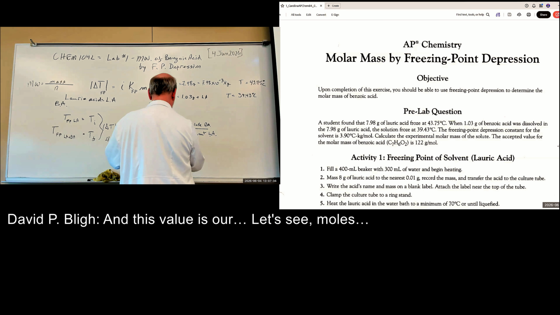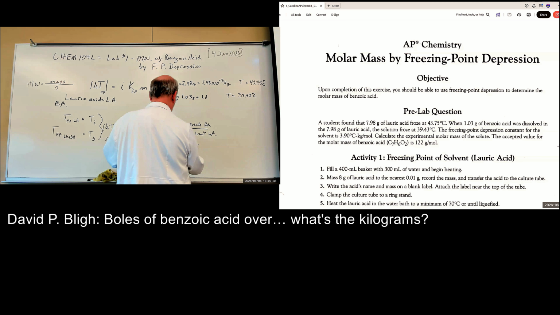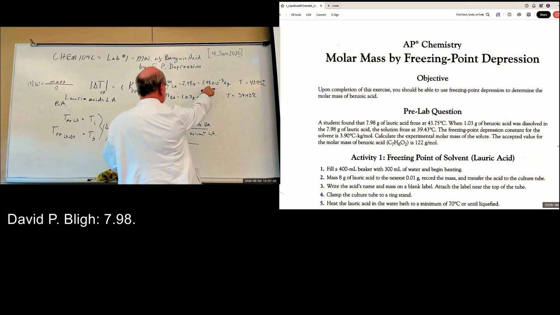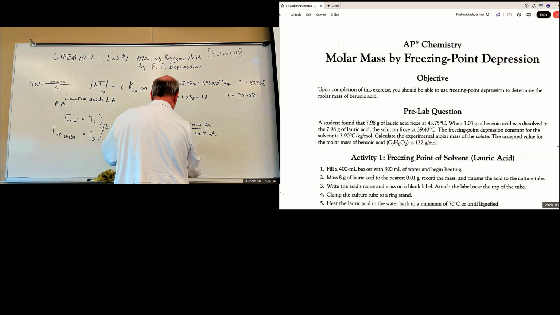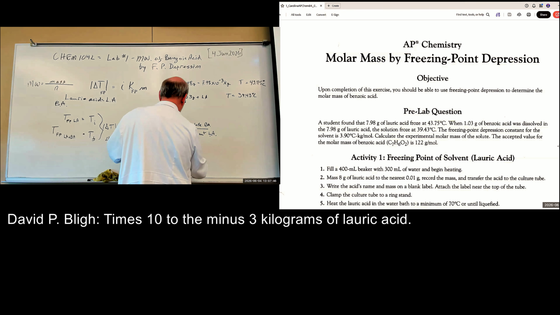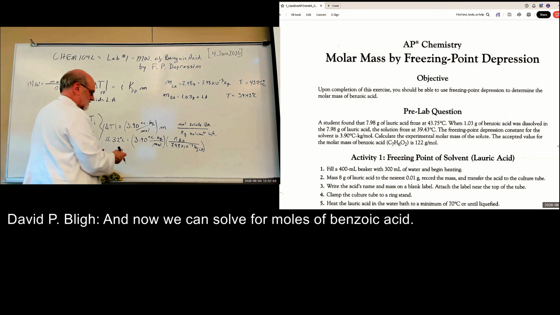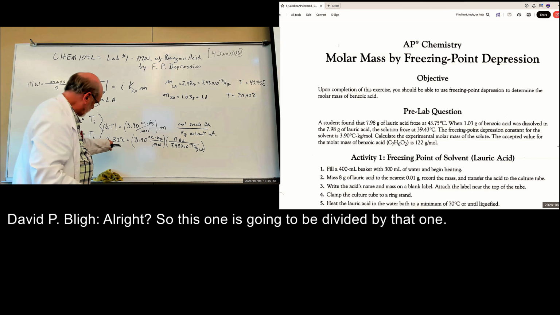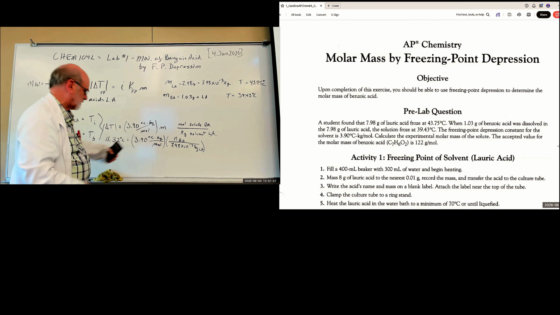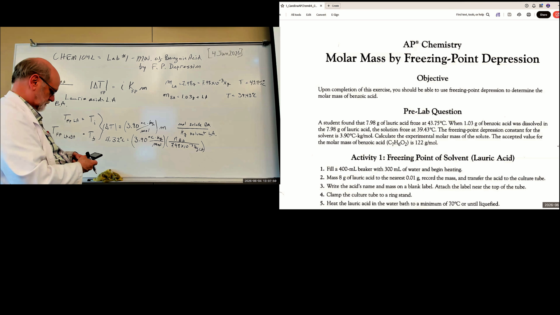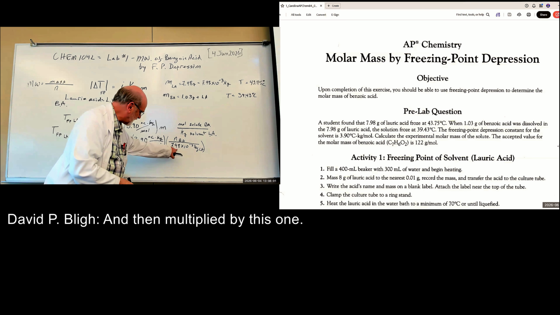And this value is our, let's see, moles of benzoic acid over, what's the kilograms? 7.98 times 10 to the minus 3 kilograms of lauric acid. And now we can solve for moles of benzoic acid. All right, so this one is going to be divided by that one and then multiplied by this one.